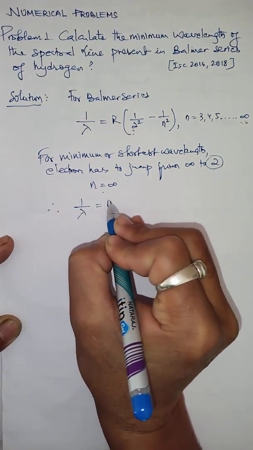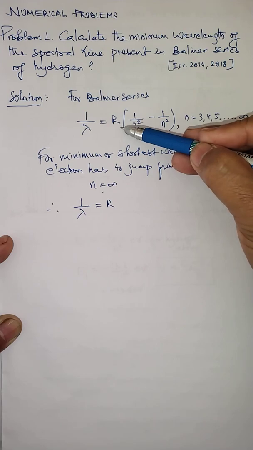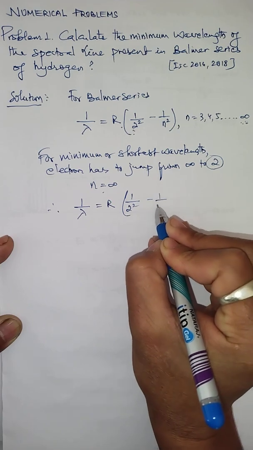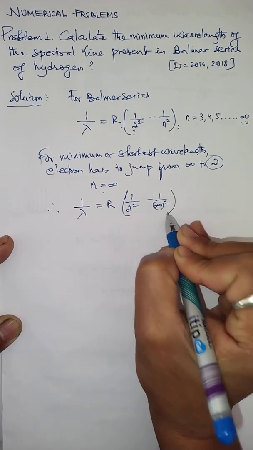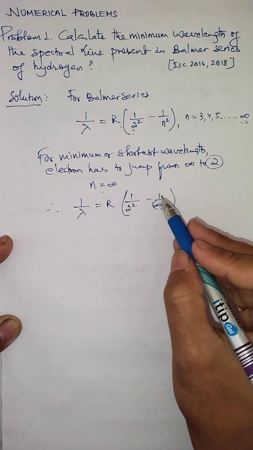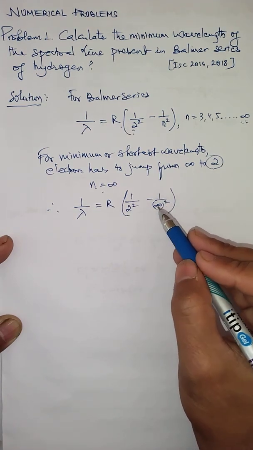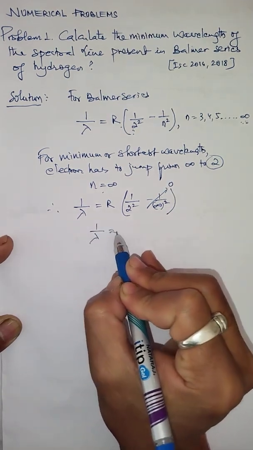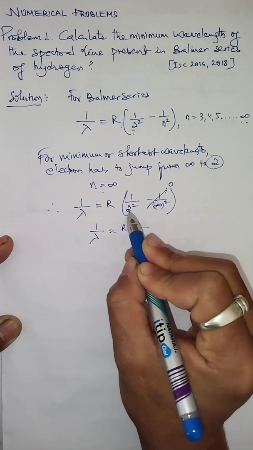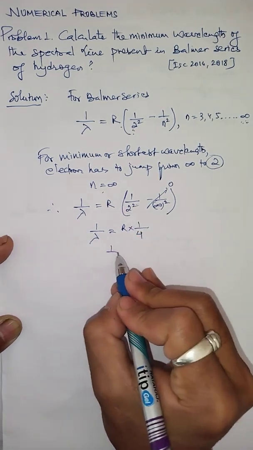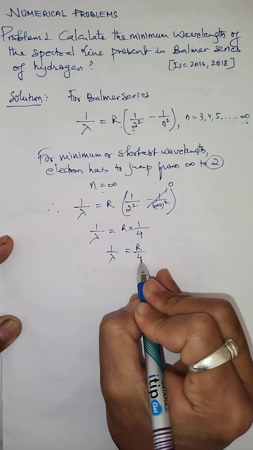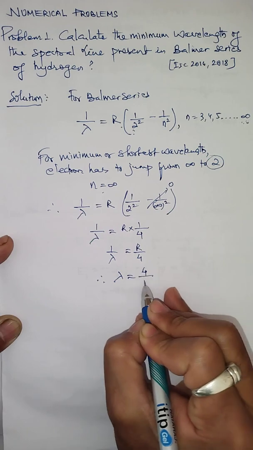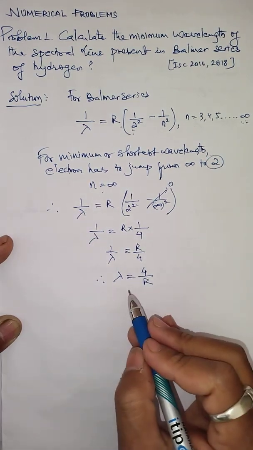1 by lambda equals R, and children, you know R is called the Rydberg constant, into (1 by 2 square minus 1 by infinity square). You know that 1 by infinity square is always 0. So 1 by lambda equals R into 1 by 2 square, which is 1 by 4. So 1 by lambda equals R by 4. But we need to find lambda, so taking the reciprocal, lambda equals 4 by R.